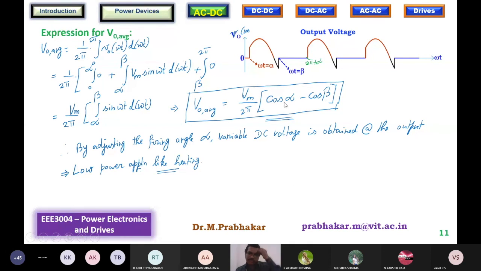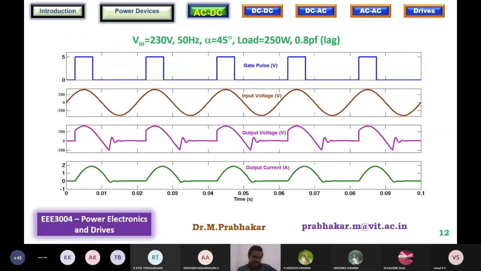You can of course take up some numerical example based on this and find out the expression for average output voltage. And these are the waveforms which have been obtained by simulating with these specifications. I have simulated a 250 watt half wave rectifier at 0.8 power factor lagging. Firing angle, I had taken that as 45 degrees.